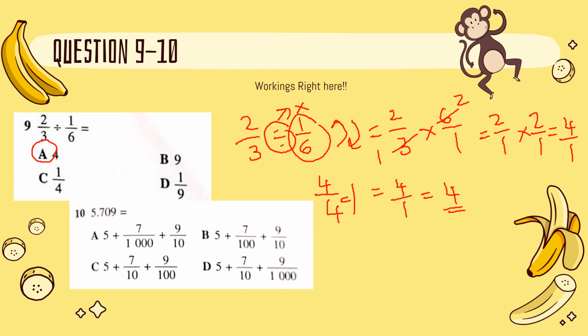Next is number 10, 5.709. They asked, how do we partition it? So how we do is by saying here, this is the 10th, this is the 100th, and this is the 1000. So here have to be by 10, by 100, and by 1000. Alright, so which one has that?